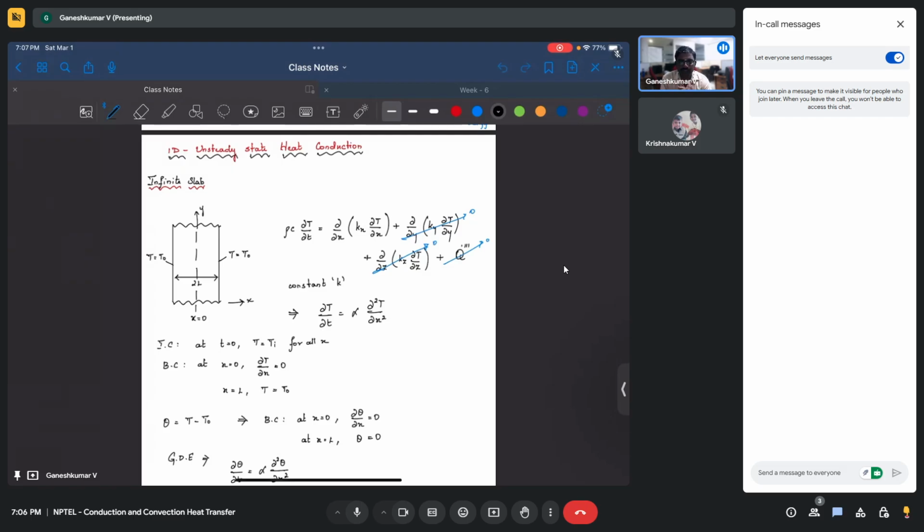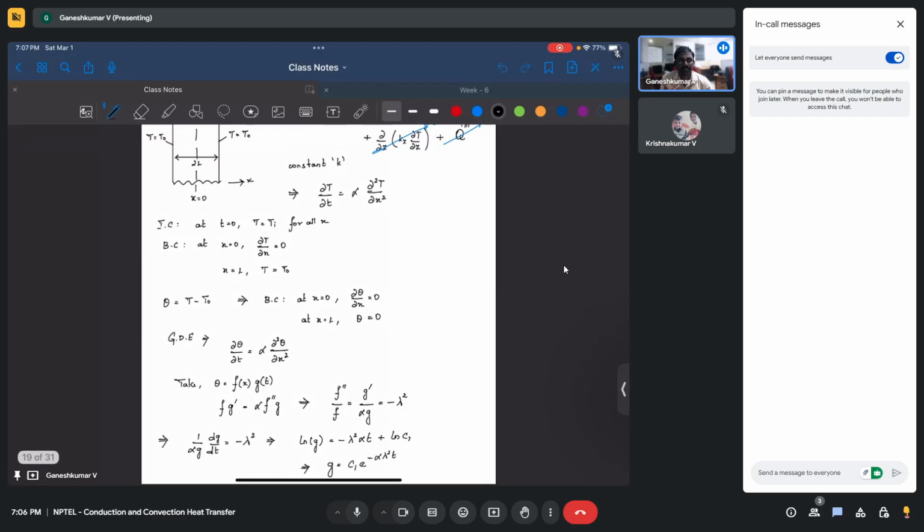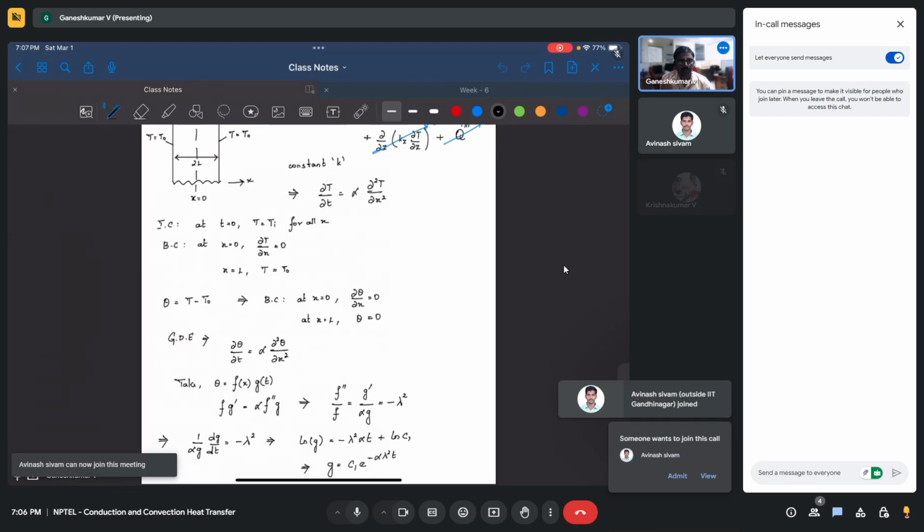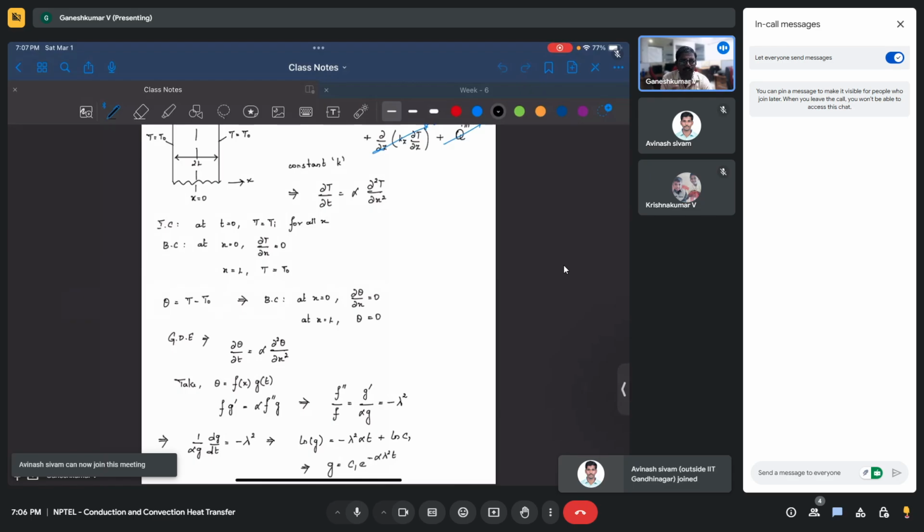Then we relaxed that assumption in 1D unsteady state heat conduction. Initially, we studied it for the infinite slab. Then we studied it for the semi-infinite slab. The governing equations we already know; I think we studied them in weeks 1 and 2. The only thing is, how do you solve this governing equation? Because these are partial differential equations, not an ODE, which you already know how to solve. So we need certain methods to solve this partial differential equation.